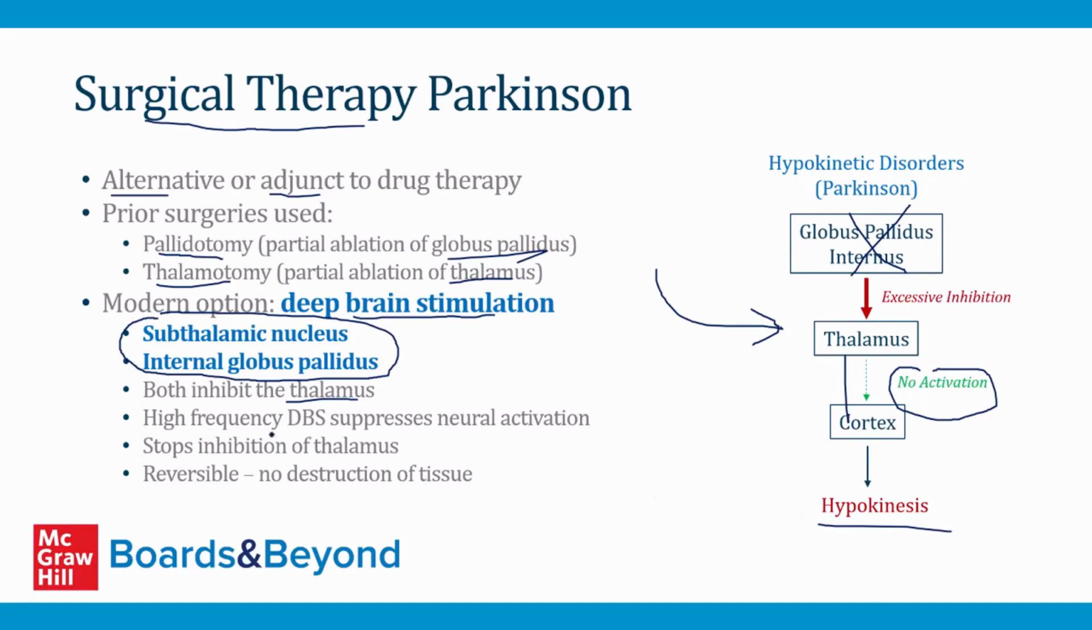And as I said, the idea here is that high-frequency deep brain stimulation suppresses neural activation in these regions of the basal ganglia, and therefore these two areas will stop inhibiting the thalamus, and the patient will have symptoms improve. And the reason this has replaced these surgeries is because deep brain stimulation is reversible and there's no destruction of tissue.